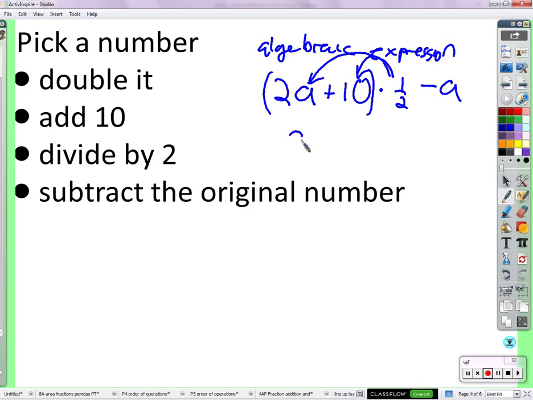Very good. 1a. It's 1/2 times 2 times a. 1/2 times 2 is 1, 1a. Very good. What is 1/2 times 10? 5. So if I had you double your number, add 10 and then just cut that all in half, what could I have had you do instead?